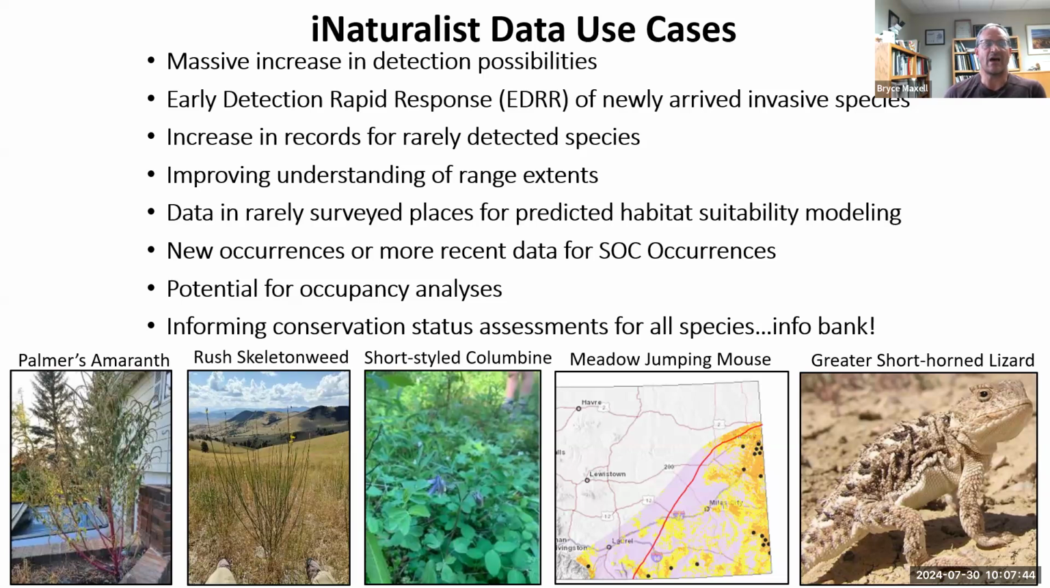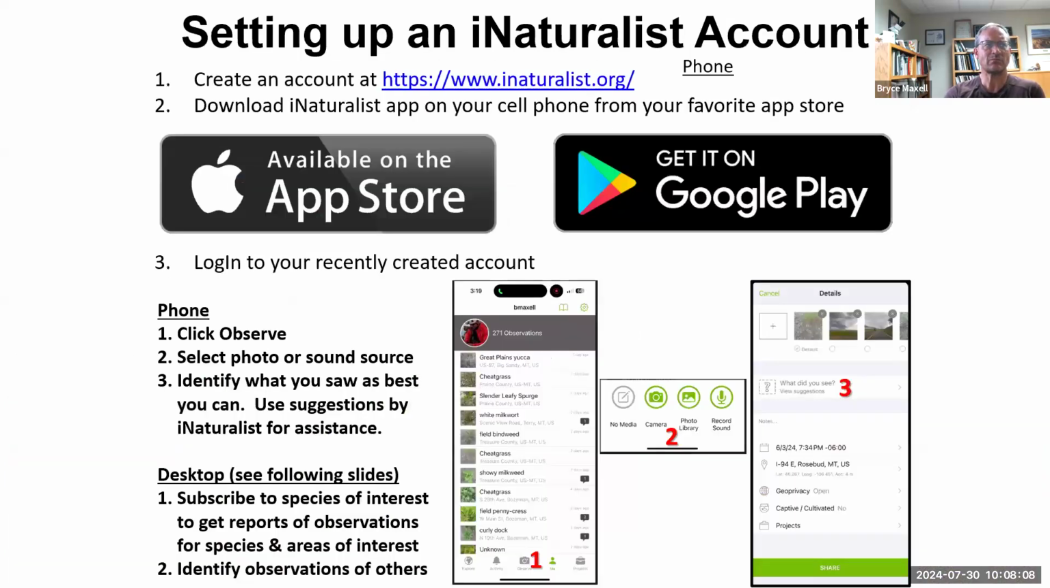And then the two on the left, Palmer's amaranth and rush skeletonweed, are two examples of noxious weeds that were reported. Palmer's amaranth, the first observation in the state, and rush skeletonweed, the first recent record east of the Continental Divide, that we were able to pass on to weed managers, and they were able to jump on them and spray and control those populations. So really exciting stuff coming out of iNaturalist data being submitted by the average citizen.